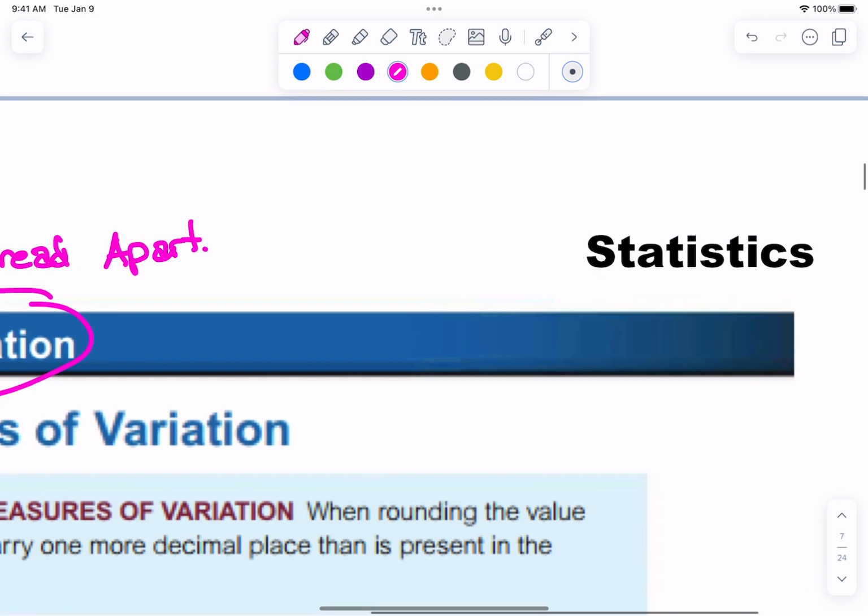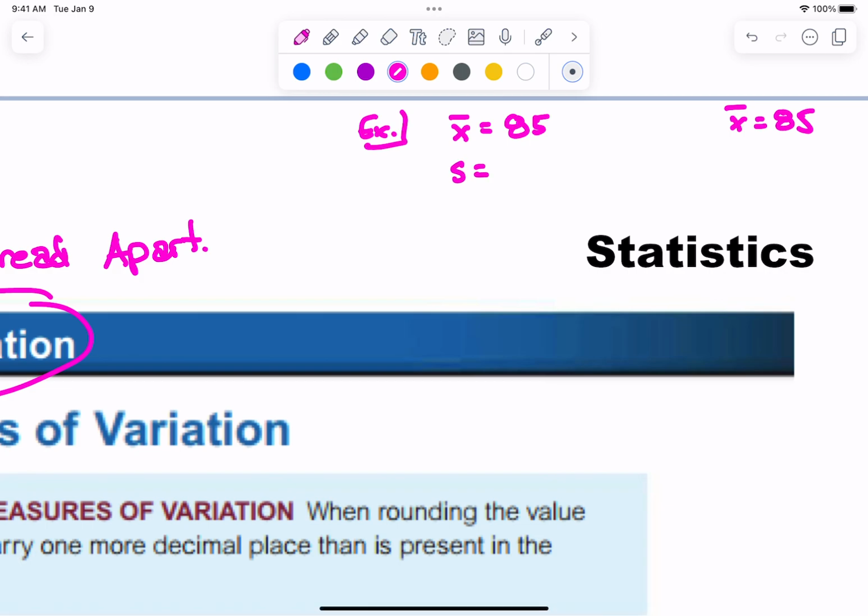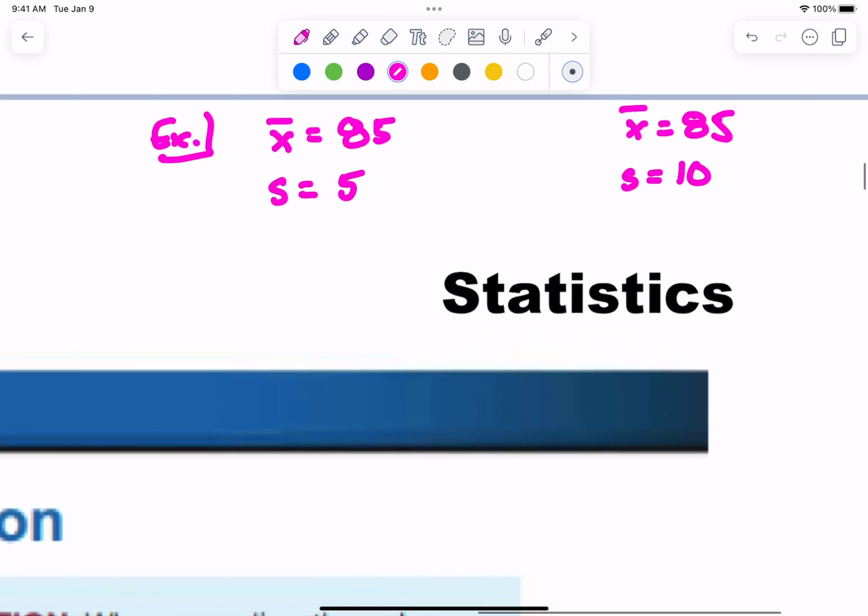I'll give you two data sets off to the side over here. Here are my examples, okay? Let's say we have a test with an average of 85, and we have another test that also had an average of 85. We use X bar for the symbol for average. And I'm going to talk about something called a standard deviation. You guys have heard that word before, maybe? Standard deviation. I'm going to say this one has a standard deviation of 5 and this one has a standard deviation of 10. Okay? So here's what this means.